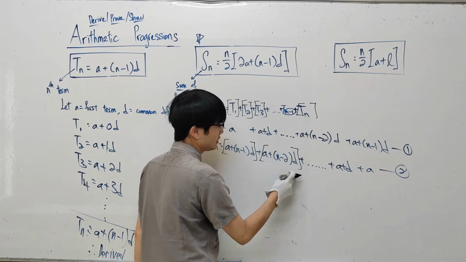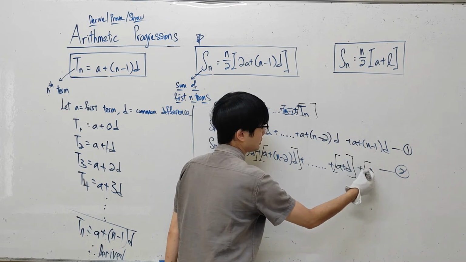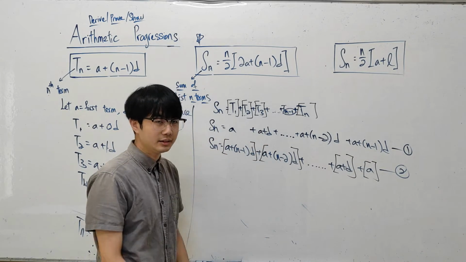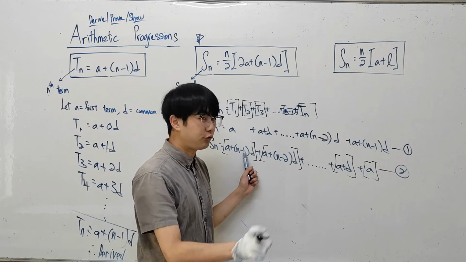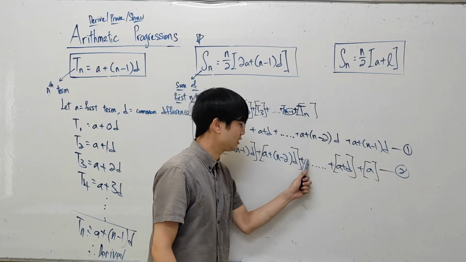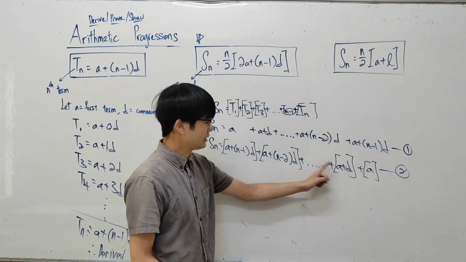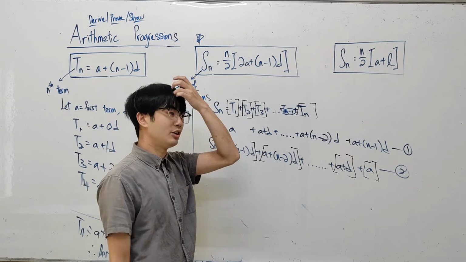The second bracket is here. The third bracket. And then this one is the last bracket. Right? So, how many brackets do you have here? It's not 4 brackets, huh? There's still a lot of terms in between. So how many brackets here? There are n number of brackets.